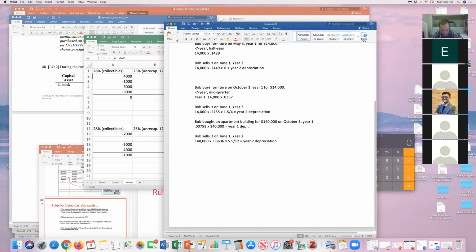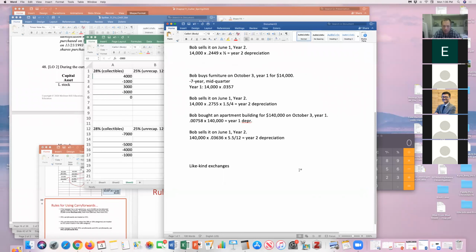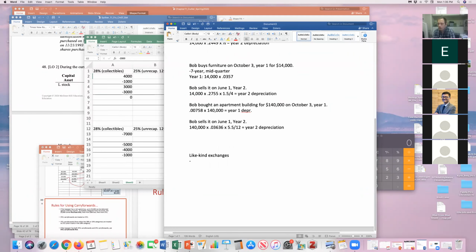So, all right, we call this like kind exchanges. The nice thing is this got pretty simple because a couple years ago they made most property not eligible for a like kind exchange, right? It has to be real estate, and it has to be used in a business or held for investment, right? But it could be either or.